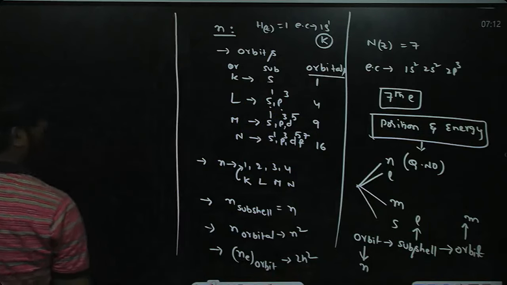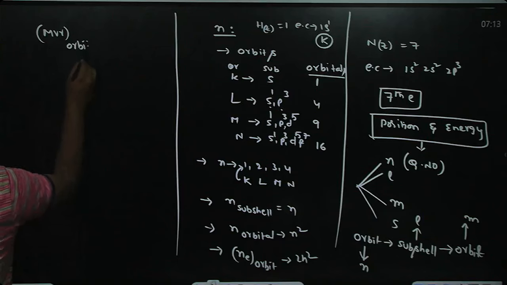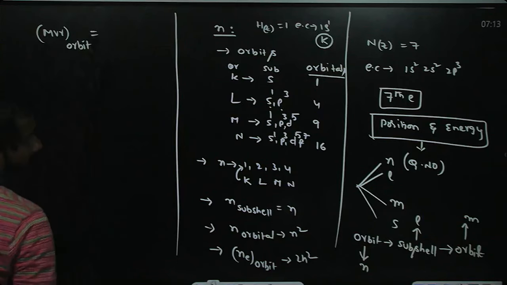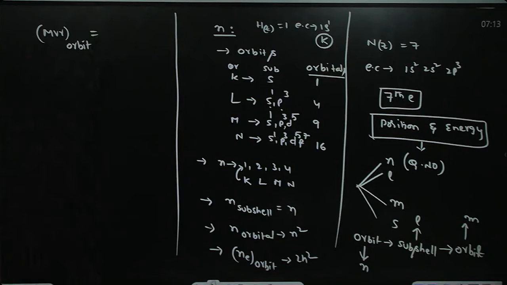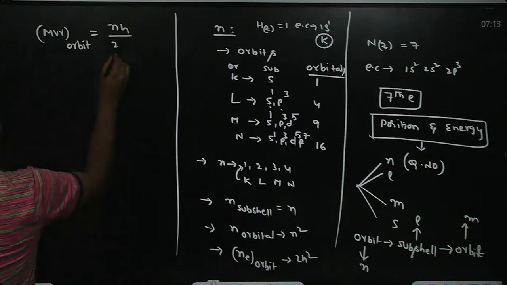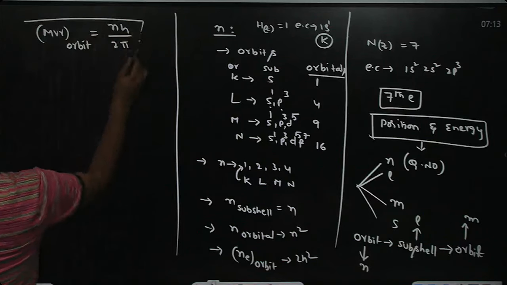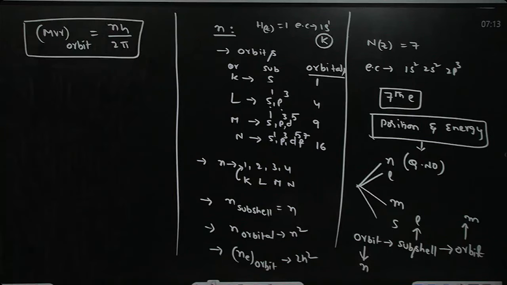Not only this, we can also find the angular momentum of an electron present in an orbit, not orbital. The angular momentum of an electron in an orbit, we write as mvr equals nh by 2 pi. This is the use of the principal quantum number.